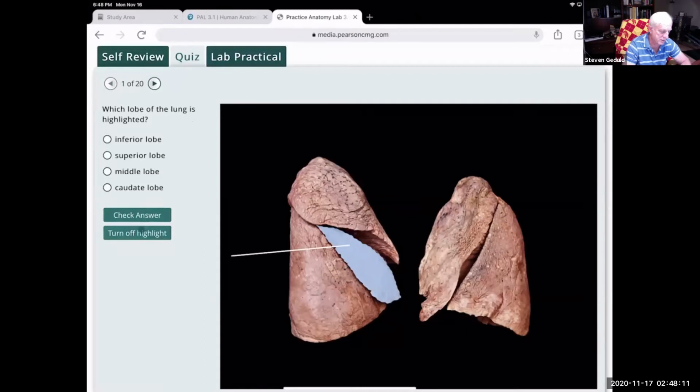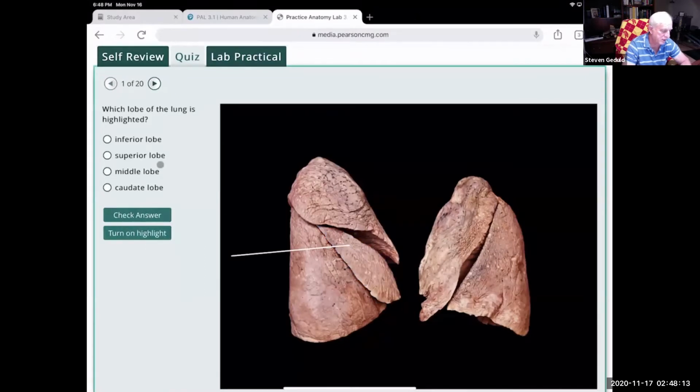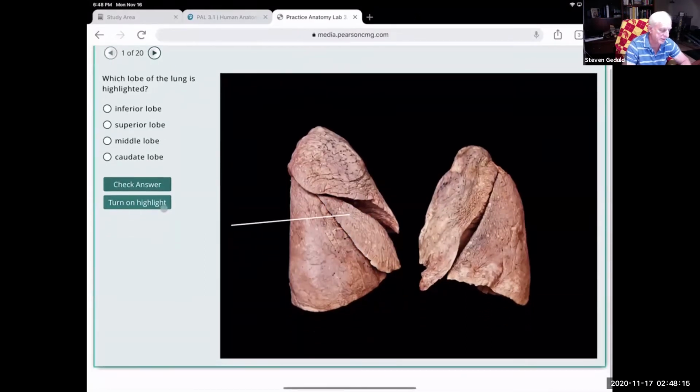Okay, so let's turn off the highlighter for a second. You can see it. So which lobe of the lung is highlighted?